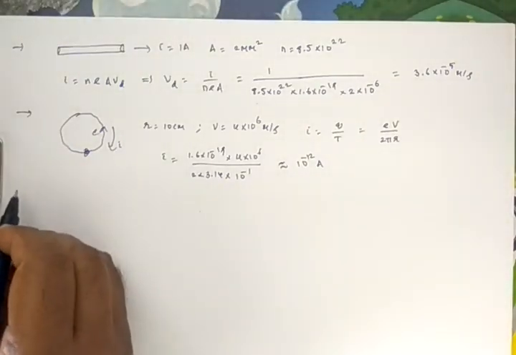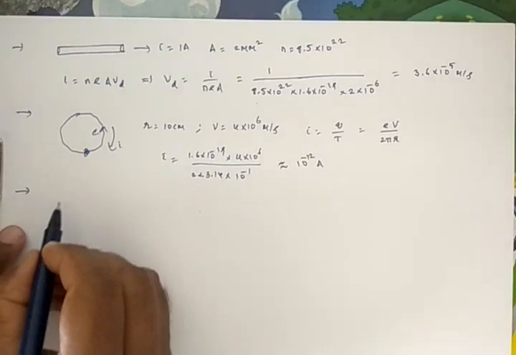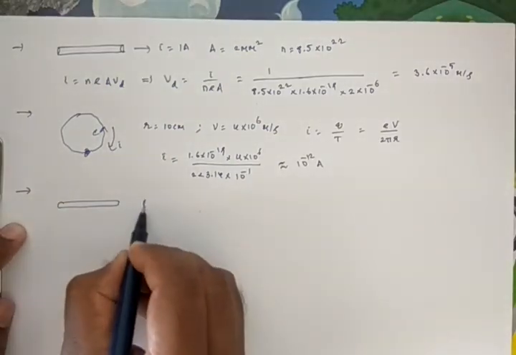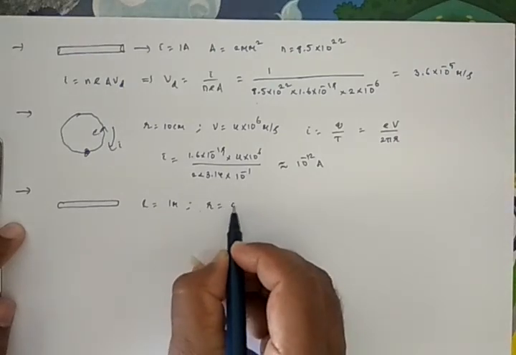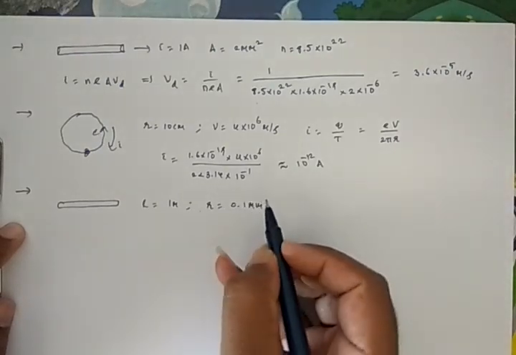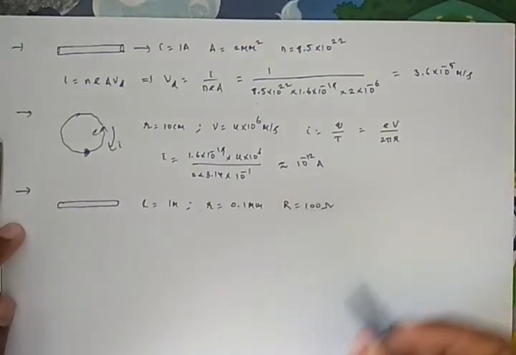So now next question. The question is, a wire of length 1 meter and radius 0.1 mm has resistance of 100 ohm. What is its specific resistance? So there is a wire of length 1 meter and radius 0.1 mm, and the resistance of the wire is also given as 100 ohm. Then we need to find what is resistivity.